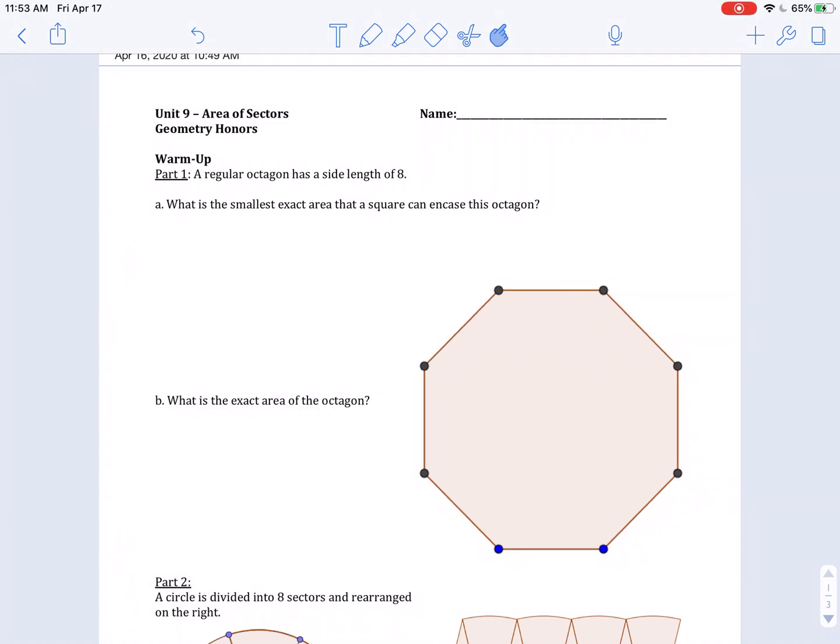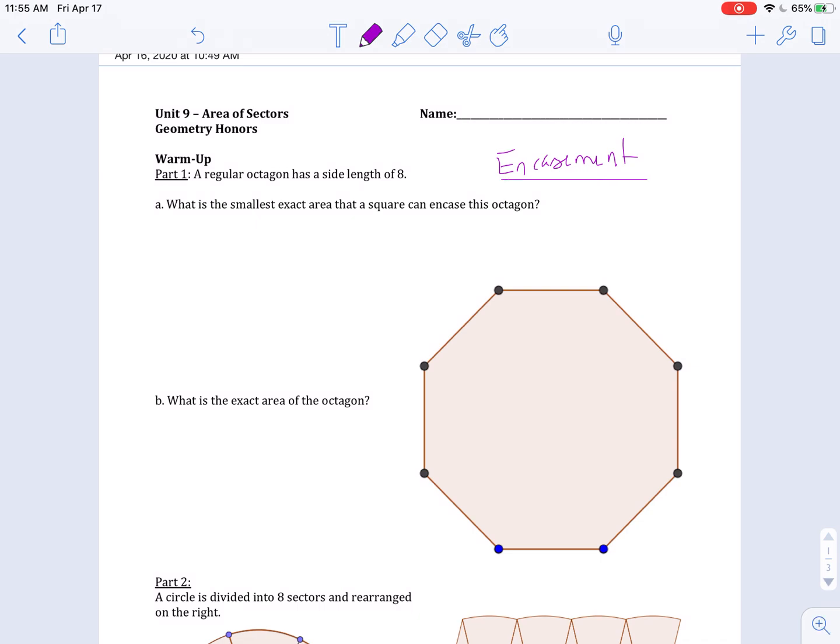So today we're going to talk about areas of sectors, but there's also another strategy I want to talk about related to polygons called encasement. You may see this in the homework, but this problem kind of does a good job of talking about encasement.